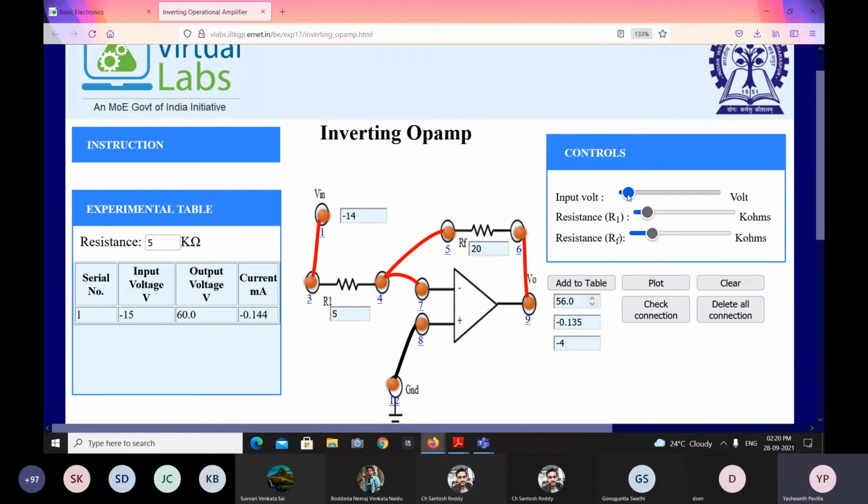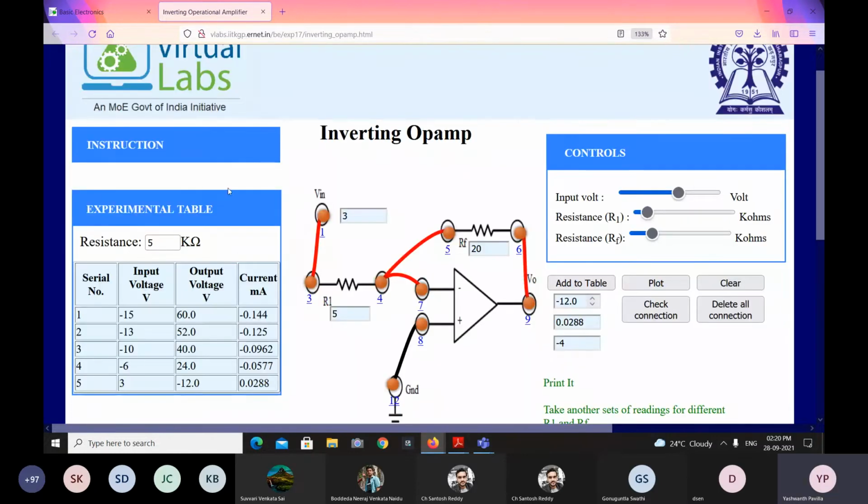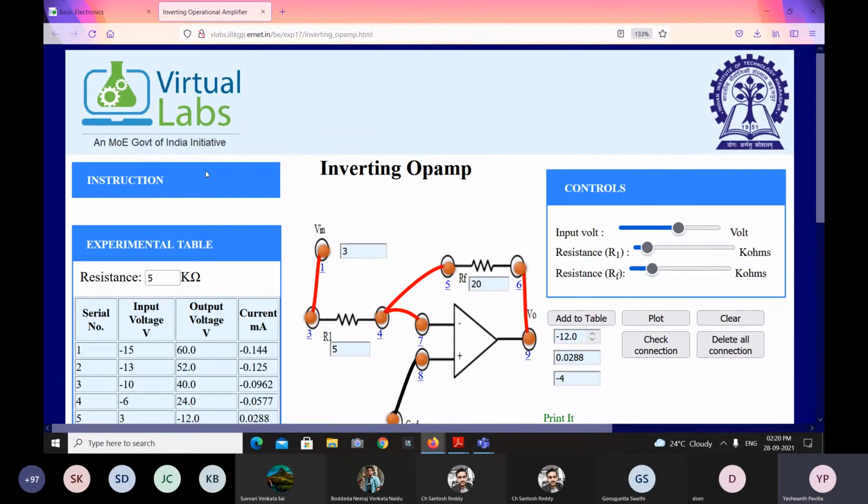Now you can increase it to 13. Add it to the table. 10. Add it to the table. So when you plot it, you have to obtain a straight line with negative slope. So this is the simulation for the inverting operational amplifier.